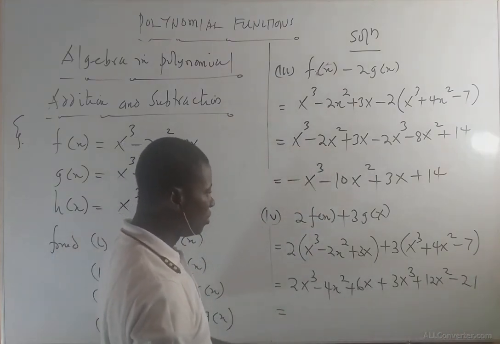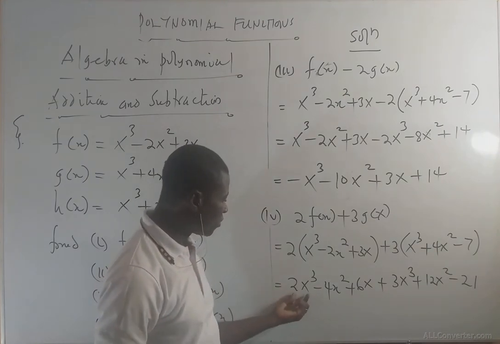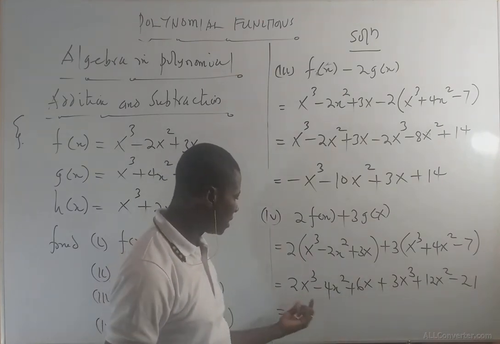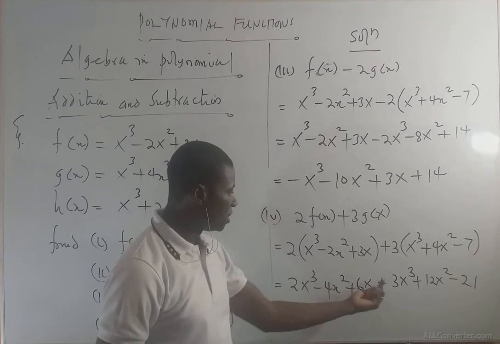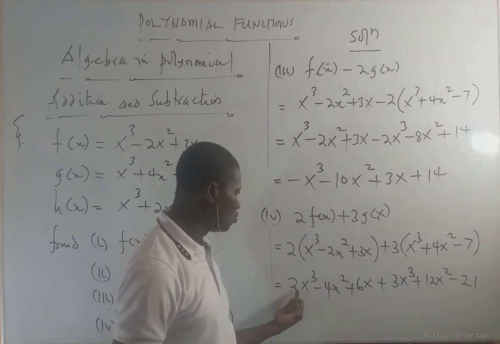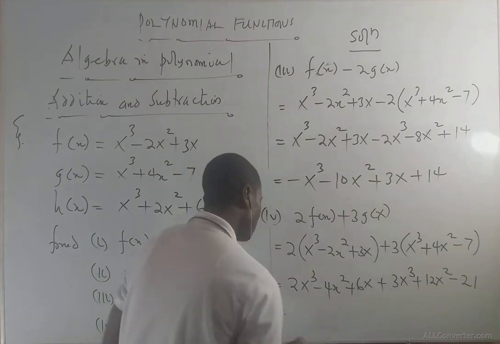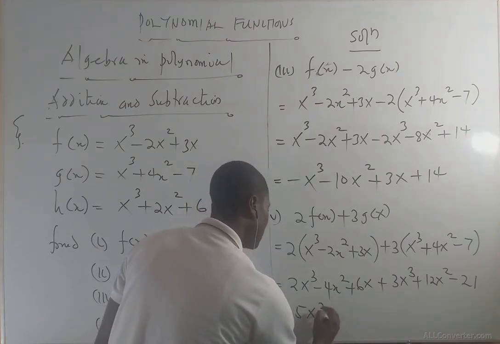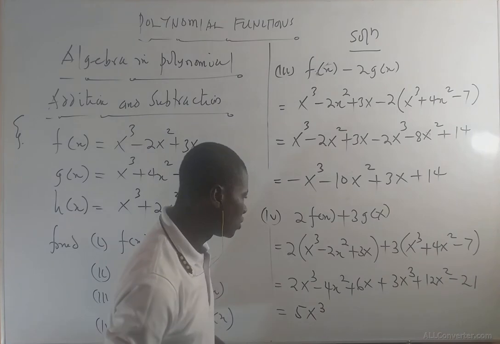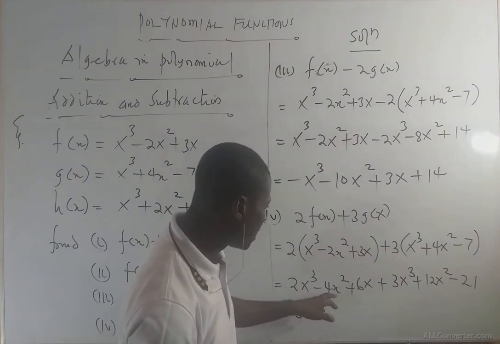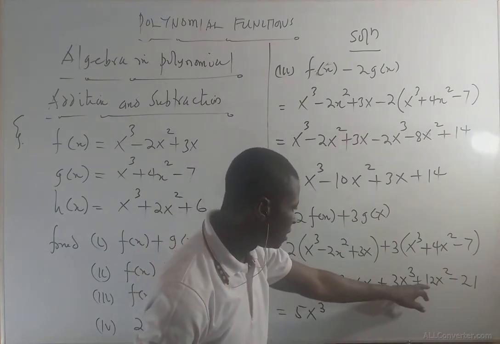Now we look at the like terms. So we have one cube term here, another cube term here. But this one is 2s cubed. And this one is 3s cubed. So because they have the same term, we add the coefficients. So 2 plus 3 will give us 5. So we are going to have 5s cubed. Then we check the square term. We have minus 4x squared. Then we have another 12x squared.